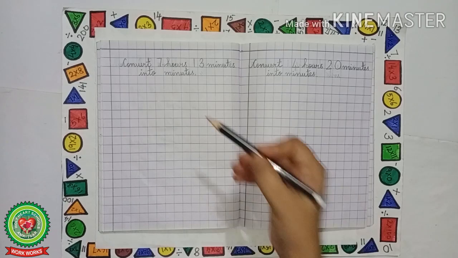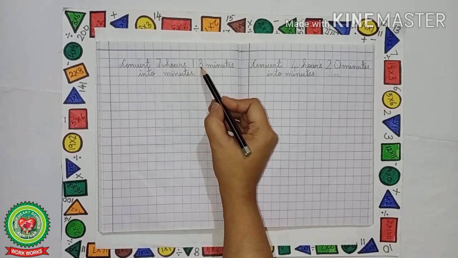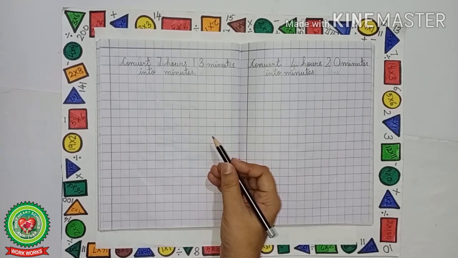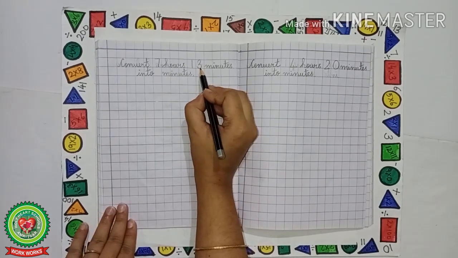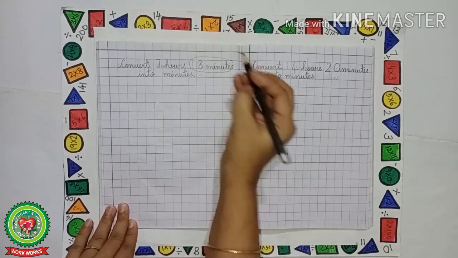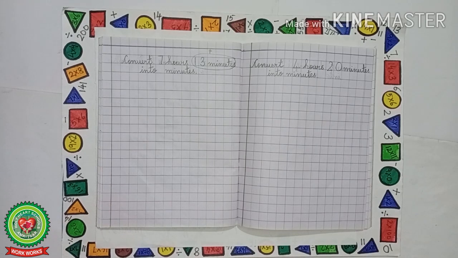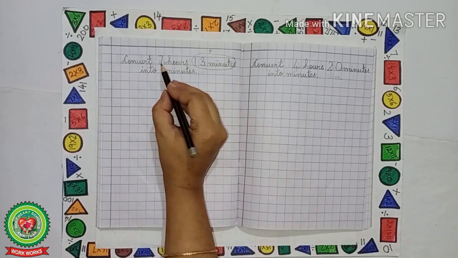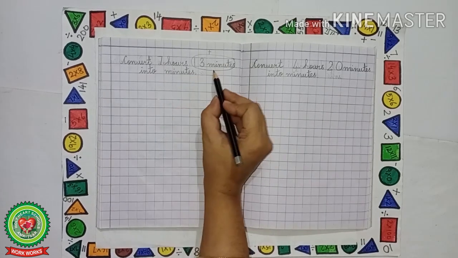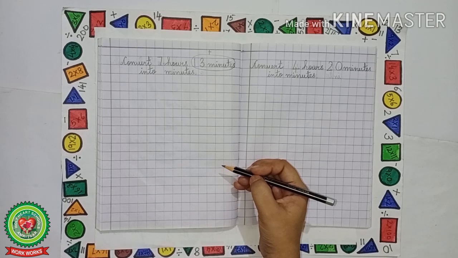Now let us take the first example. Convert 7 hours 13 minutes into minutes. Kids, first of all we will circle 13 minutes. And then we will write a plus sign just above it. Now kids, when we convert 7 hours into minutes, we have to add this 13 minutes to that. So let us start converting.